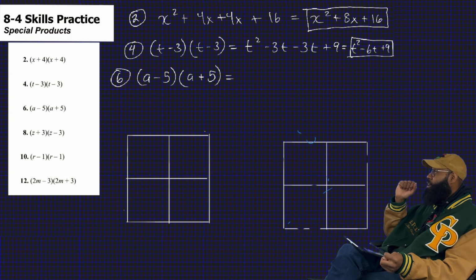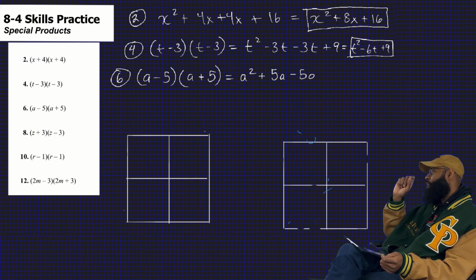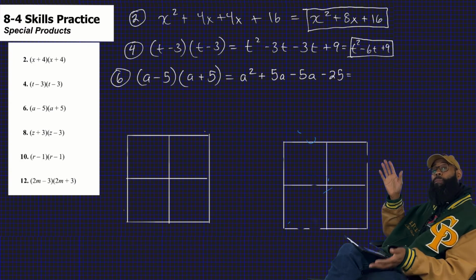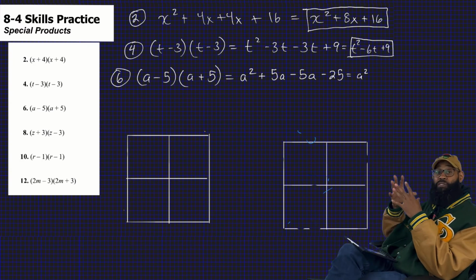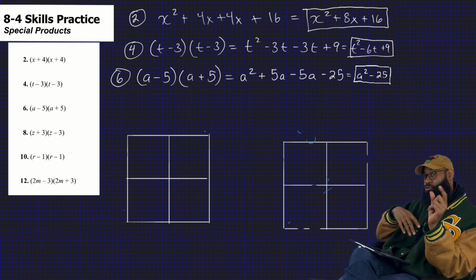So a minus 5 times the quantity of a plus 5, so a times a. We got it. Now a times 5 is 5a. And now -5 times a, -5a. And of course, the negative times the positive is a negative. So 5 times 5 is 25, but we get -25. Finding those middle terms, and guys, you'll notice it's usually like that. It's going to be your 2 middle terms.